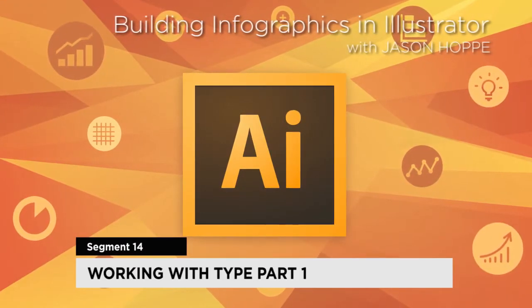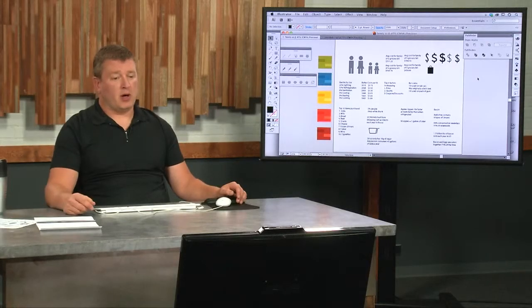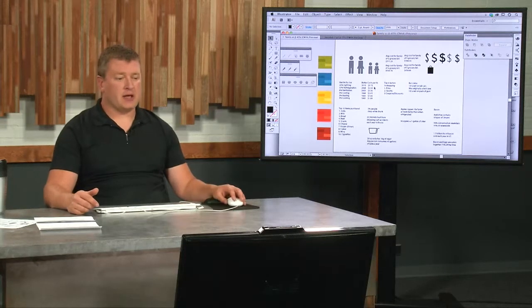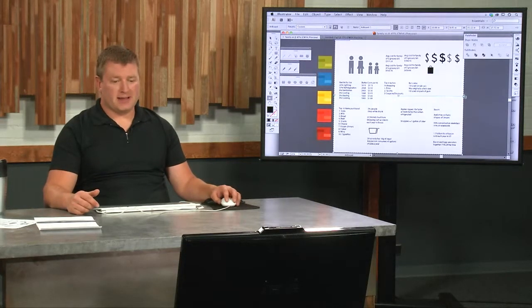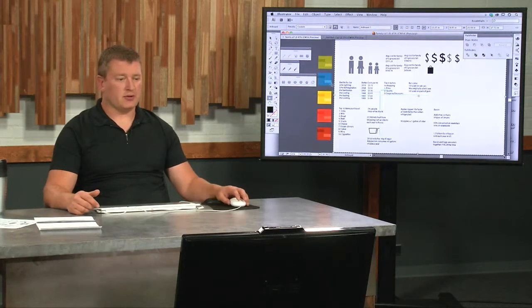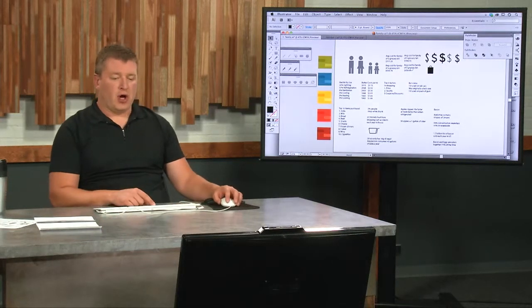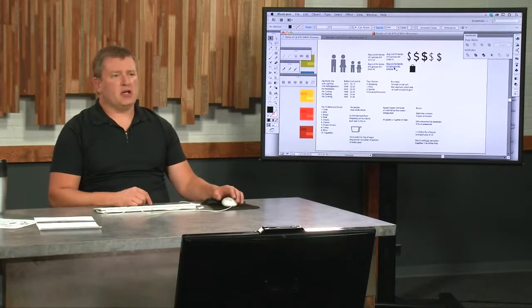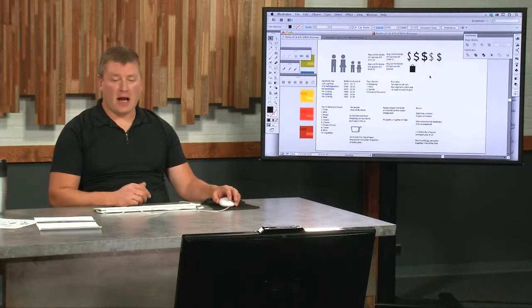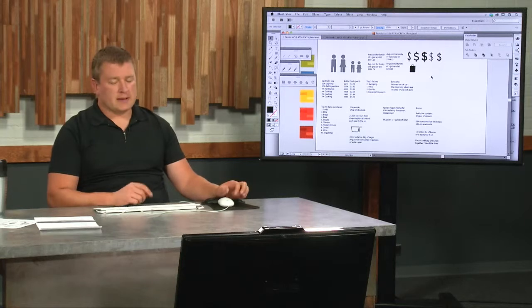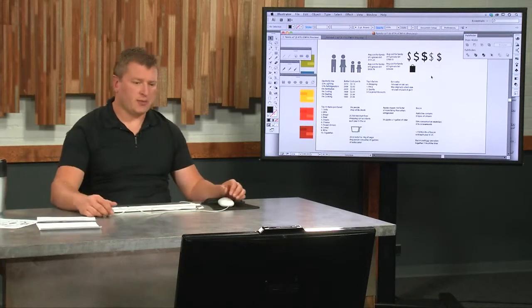So we're going to jump into working with type. What I had done was I just put my ideas out on the page to begin to see how the information is going to look. I don't know how it's going to lay out on the page here, but I do have some ideas of how I want to display the information using different qualities of space, relationship, and such.